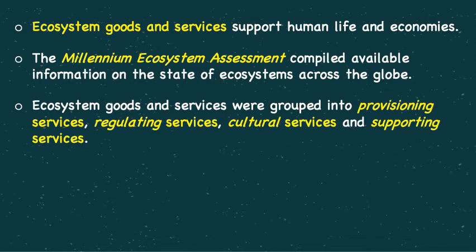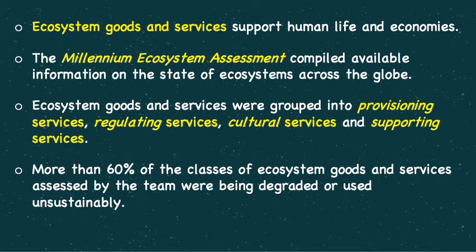Ecosystem goods and services are grouped into provisioning services. These are goods such as food and fuel. Also, we have regulating services. So these are processes such as flood protection. And cultural services are those non-material benefits such as recreation. There is also what we call the supporting services, such as primary productivity and habitat, which are necessary to the other three.